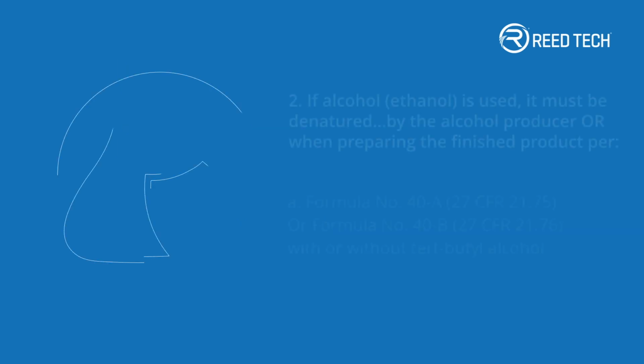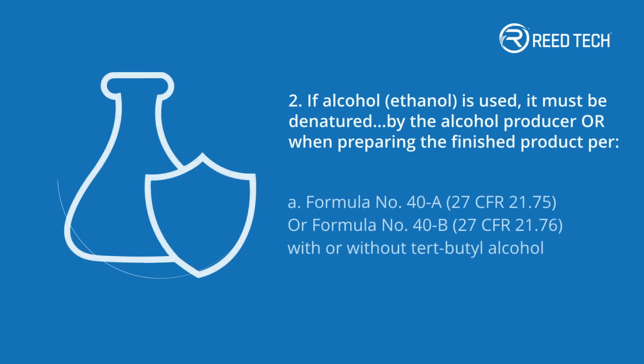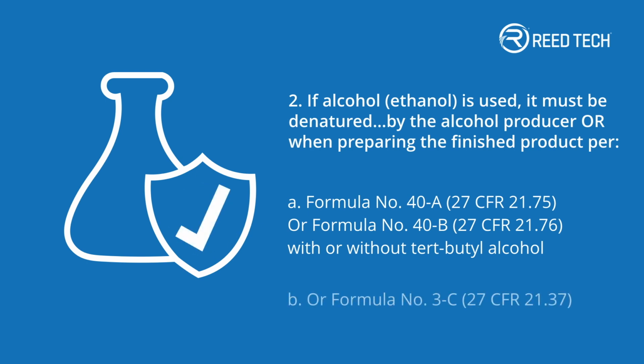Guideline number 2. If alcohol, that is ethanol, is used as the active ingredient, it must be denatured either by the alcohol producer or at the point of preparing the finished hand sanitizer product. The denaturing process must use one of the listed denaturing formulas, 40A, 40B, or 3C, as defined in the Code of Federal Regulations, Title 27, Part 21.